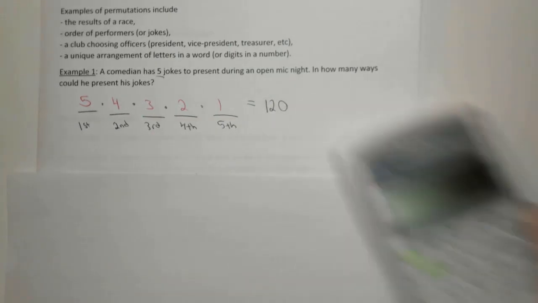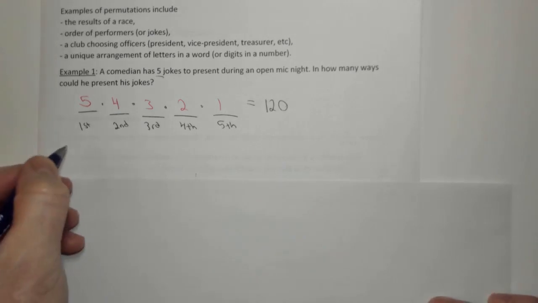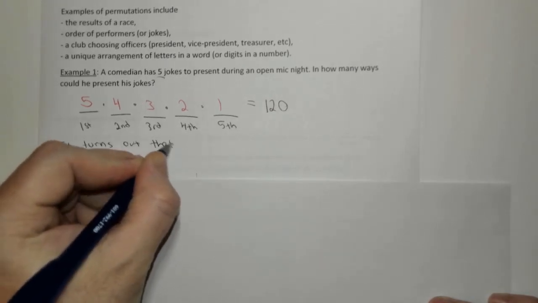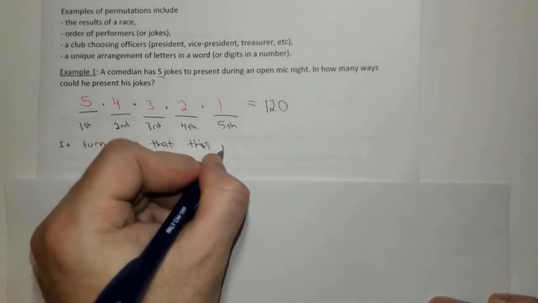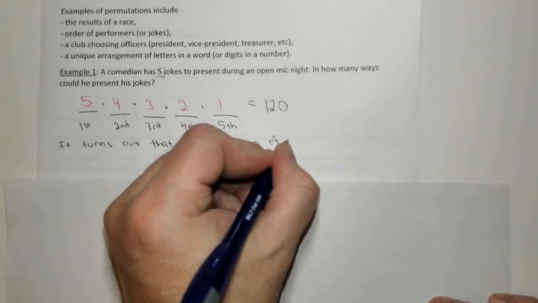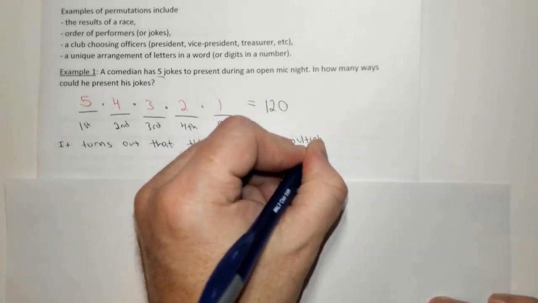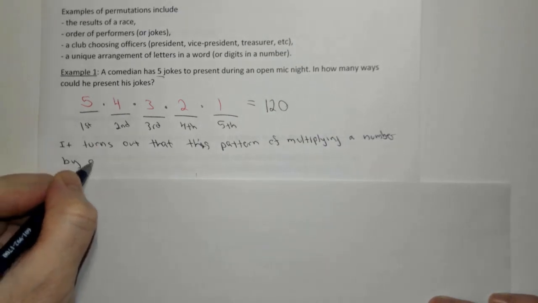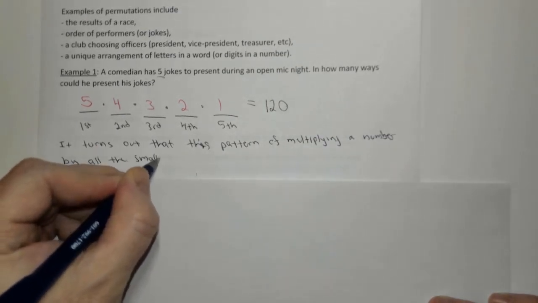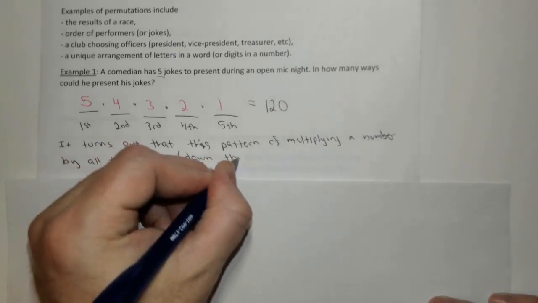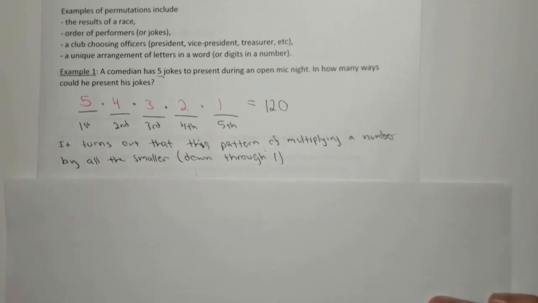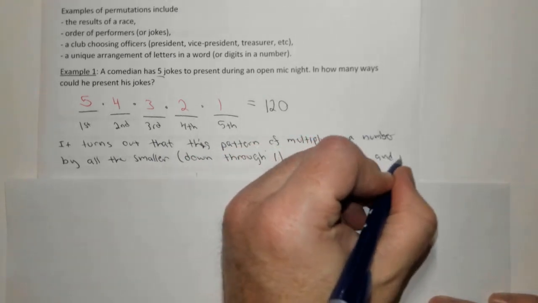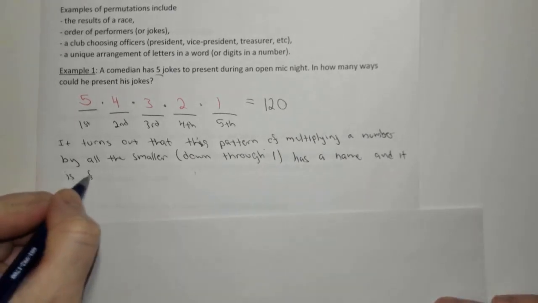So you may notice that pattern of numbers here. It turns out that this pattern of multiplying a number by all the smaller numbers down through 1, because there's an infinite number of small numbers, but all the numbers down through 1, has a name, and it is factorial.